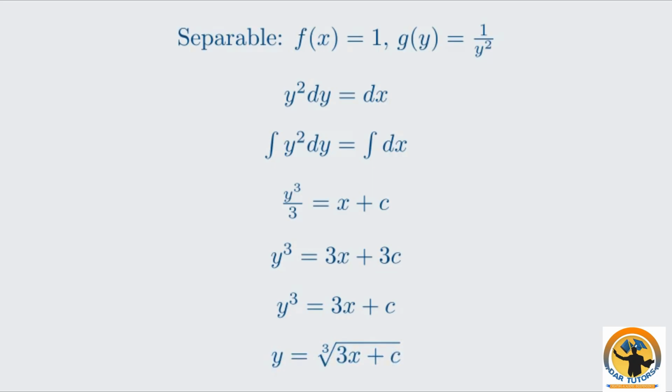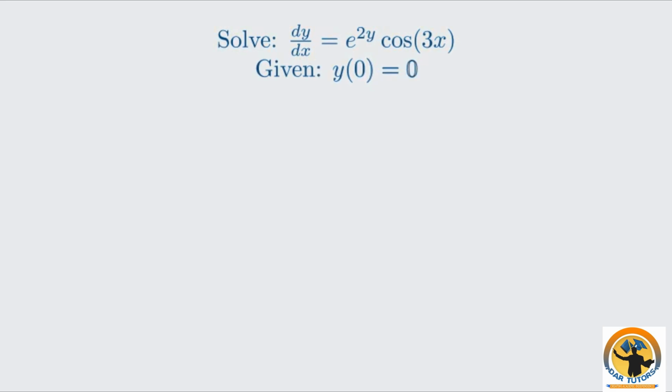In this scene, we successfully solved a separable differential equation with a polynomial term. We followed the same steps: separate, integrate, and solve for y. This demonstrates the versatility of the method. In this scene, we'll tackle a more complex separable differential equation and introduce the concept of a particular solution. Our objective is to solve the differential equation dy/dx equals e to the power of 2y times cos of 3x, given the initial condition that y of 0 equals 0.